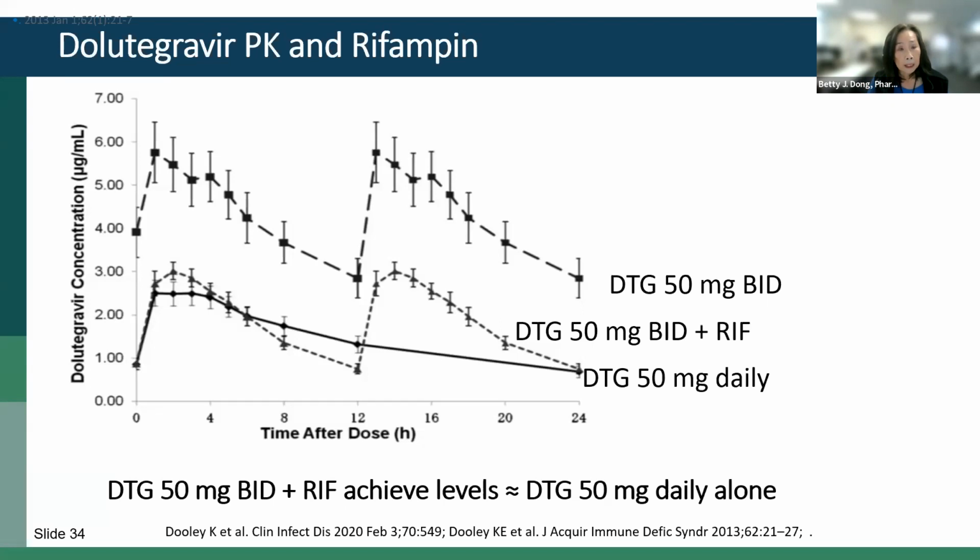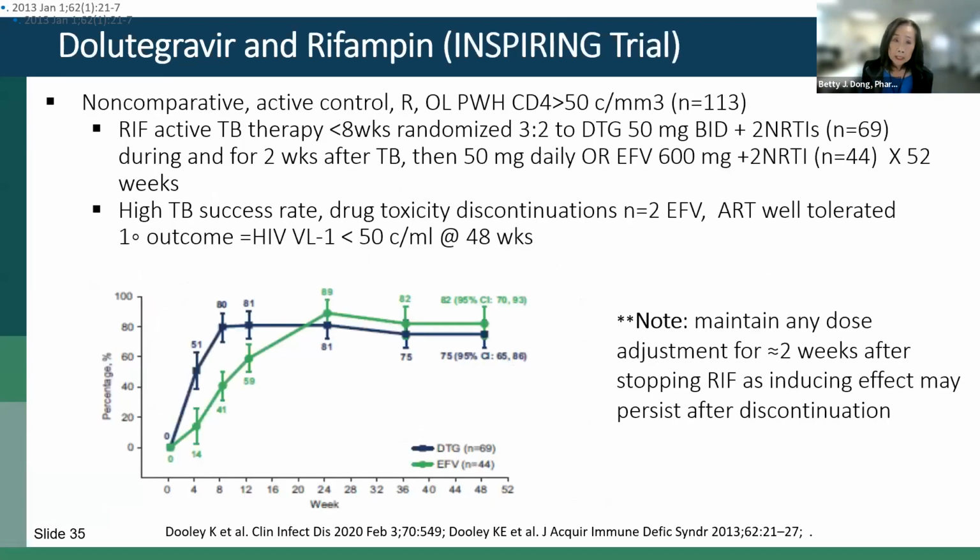So this is the PK. What do we see clinically? So we have data from the INSPIRING trial, which is a randomized open label trial looking at persons with HIV with CD4 counts greater than 50. And there were over 100 patients. And these are patients who had active TB, and they were randomized 3 to 2 to dolutegravir 50 milligrams twice a day plus 2 NRTIs, and then also for 2 weeks after the TB therapy. And then the dose was reduced after the 2 weeks.